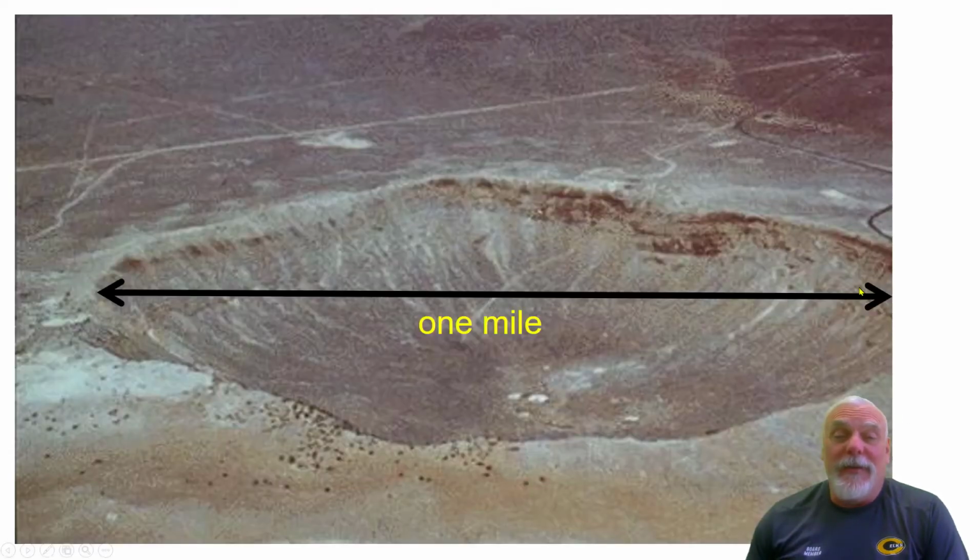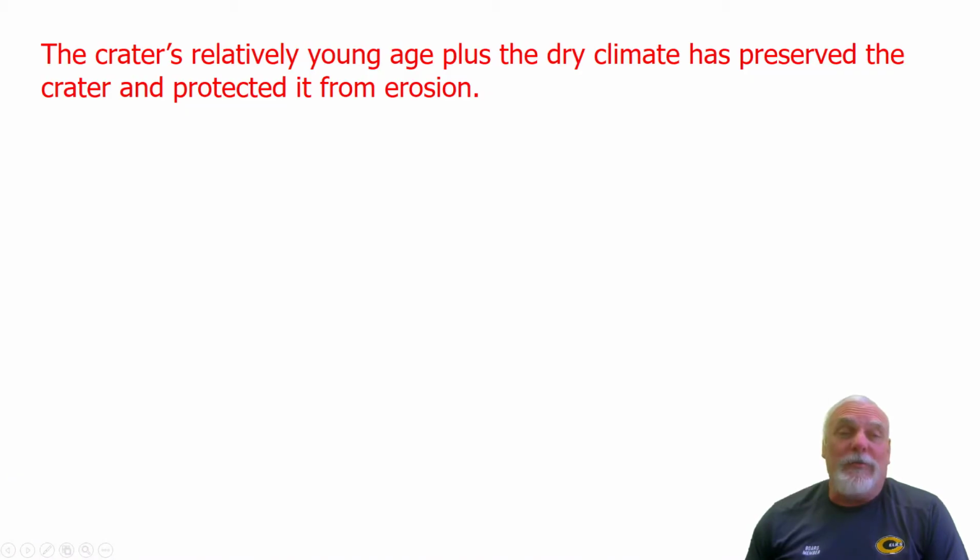Here you can see the crater roughly about a mile across. If the object itself was 160 feet, that's just about half of a football field. It's a little bit bigger than half of a football field, certainly not a mile. The crater's relatively young age, plus that dry climate in Arizona, preserved that crater and protected it from erosion. So we get to enjoy and see it now.